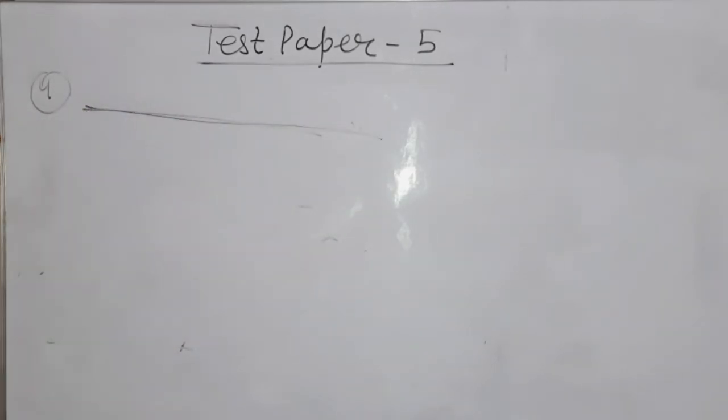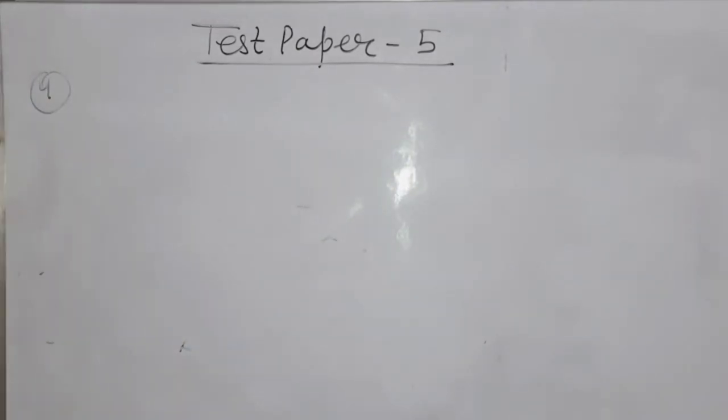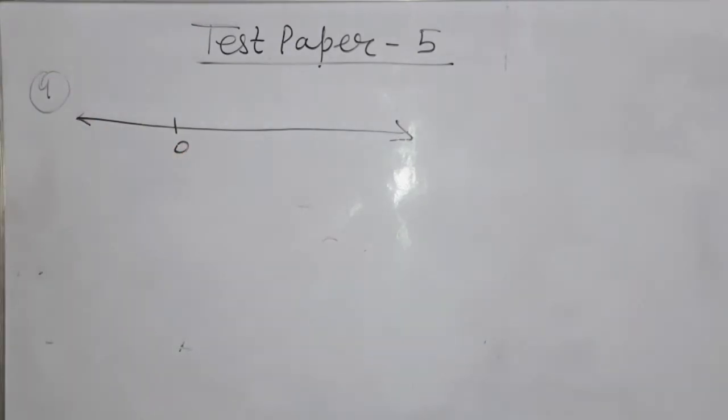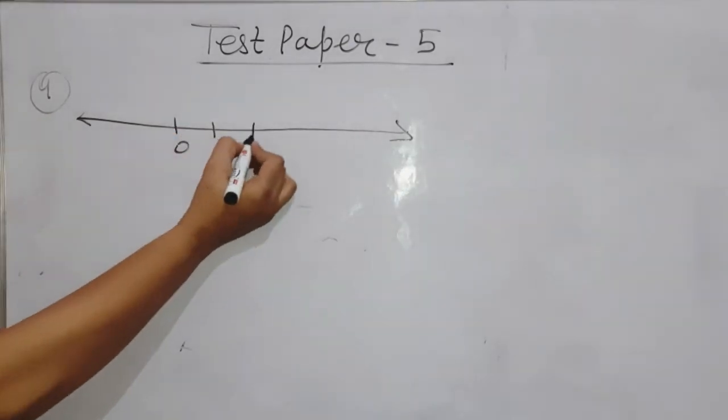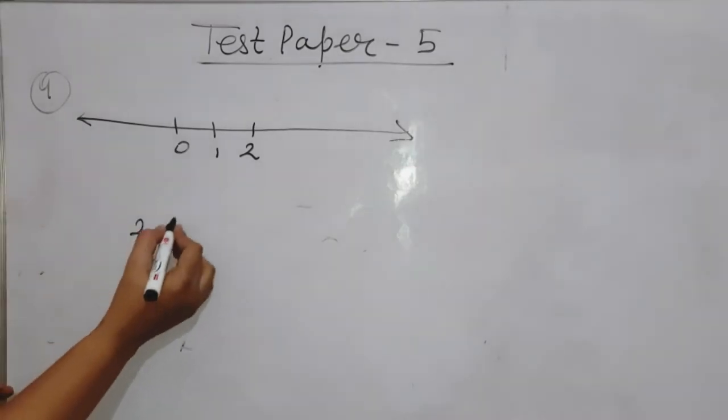Question number 4, right? 2 whole and 3 upon 5. So this is 0. Now we have to represent from here 1 and then 2. This is 2 whole. Now we have to represent 3 upon 5 on the number line. So 2 3 upon 5.